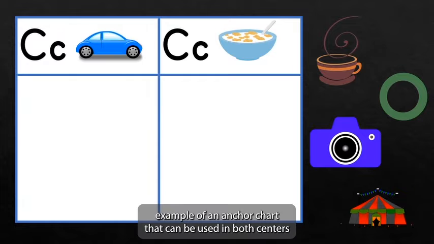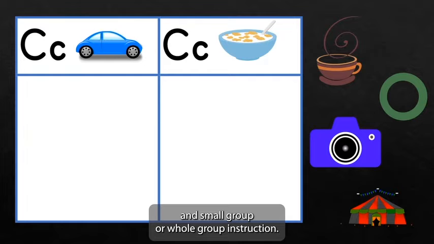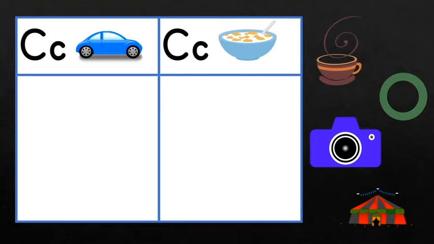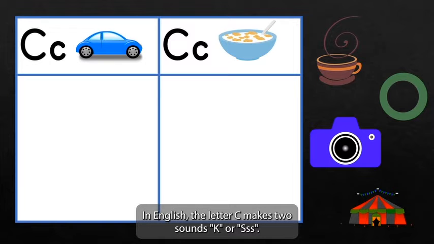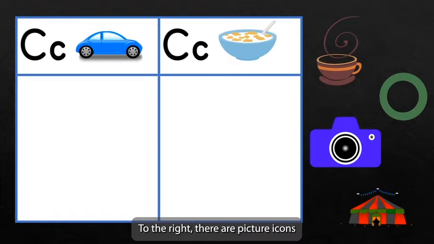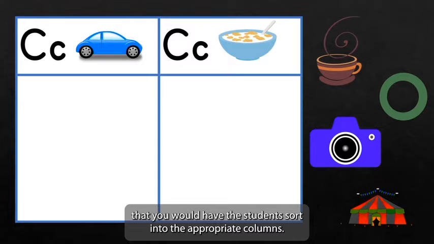This is an example of an anchor chart that can be used in both centers and small group or whole group instruction. In this particular anchor chart, we have the letter C. In English, the letter C makes two sounds, k, s. To the right, there are picture icons that you would have the students sort into the appropriate columns.